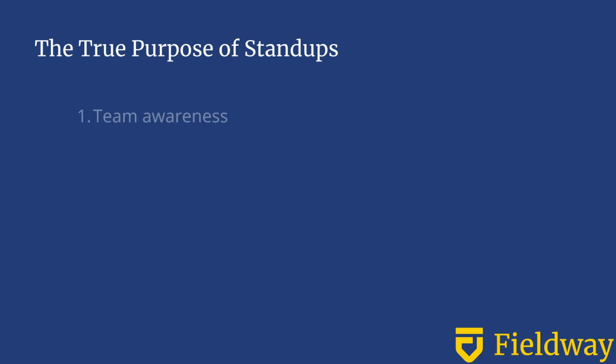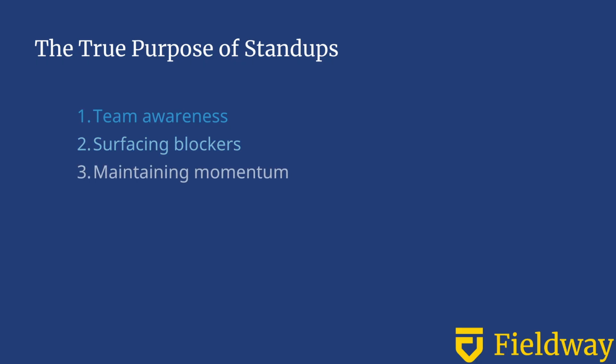First is team awareness, ensuring everyone understands what others are working on and how their work interconnects. Second, surfacing blockers, identifying and addressing impediments to progress quickly. Research shows that when blockers are identified early in daily stand-ups, teams can address issues before they impact deadlines and deliverables. Third, maintaining momentum, keeping the team focused on objectives and creating daily accountability without micromanagement.